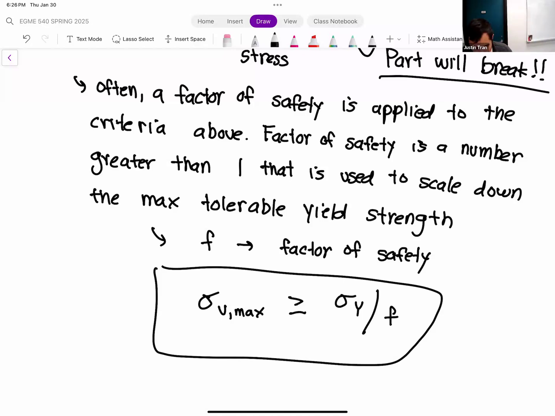All right, the last thing I want to go over today: let's go over the relationship between stress and strain in a material.